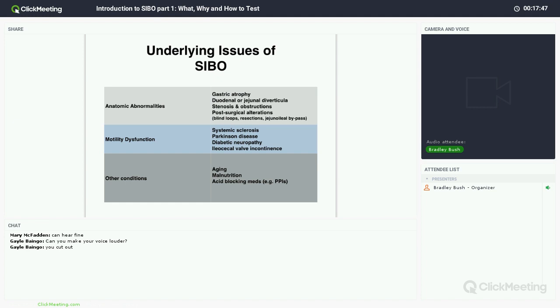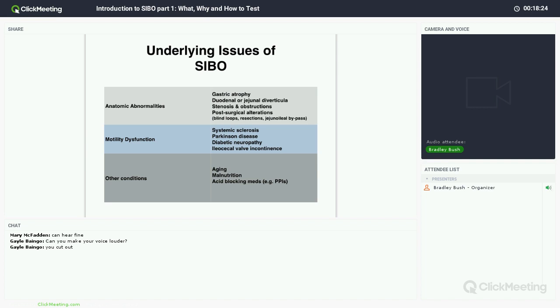So, of course, with the anatomical abnormalities, you're going to have gastric atrophy, duodenal and jejunal diverticula. Obviously, if you have pouches gathering food, they're going to lead to a good area of fermentation and oftentimes swelling and lack of motility. Stenosis and obstructions are very common, as are post-surgical alterations, which often lead to a lot of scar tissue. They call it blind loop scarring, which actually leads to areas where food doesn't get passed through the small intestine.